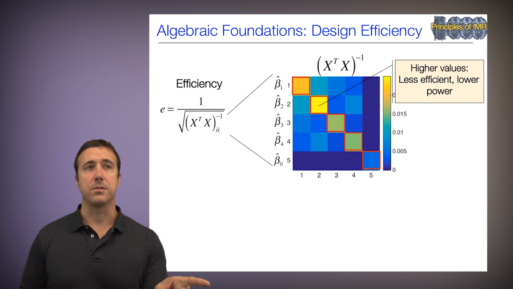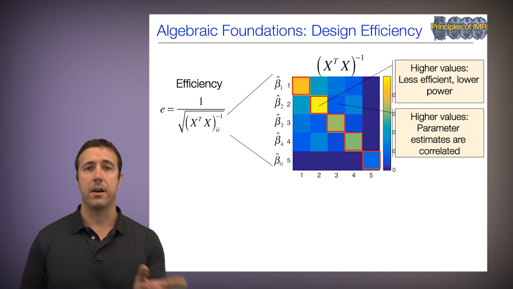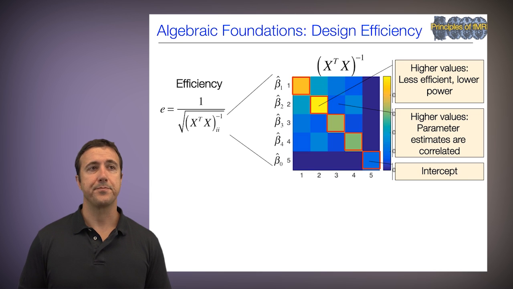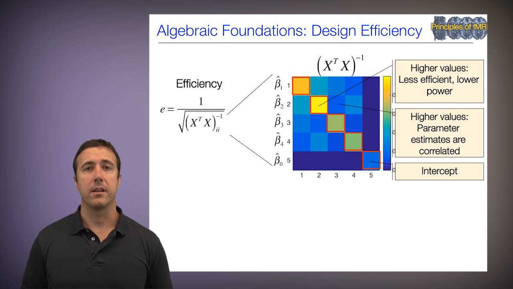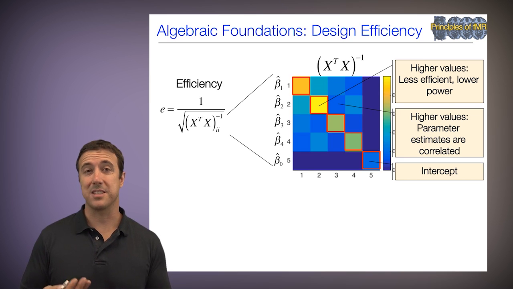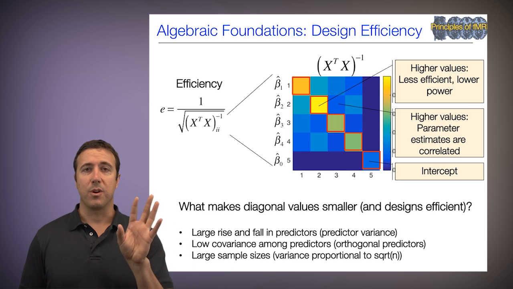So higher values here means less efficient design, lower power. Higher values in the off diagonals means that the parameter estimates are correlated. I'm not sure which ones are actually driving the results, or should be. And then finally, this is the intercept, just to note that. So it also has its own variance, which determines the fundamental stability with which I can estimate the baseline levels. So what makes these diagonal values smaller and designs more efficient?